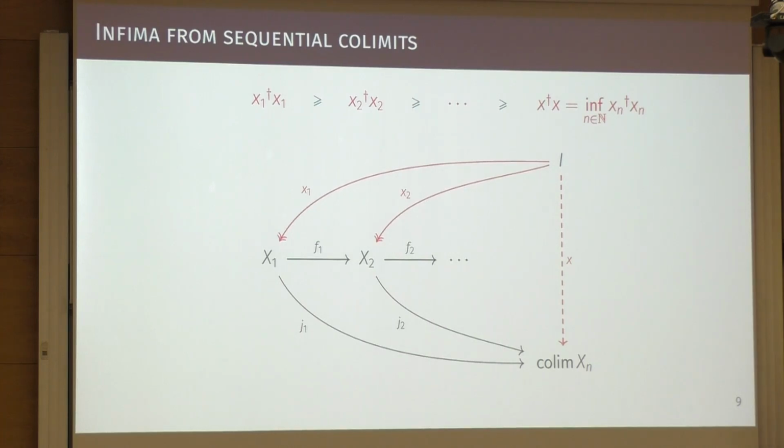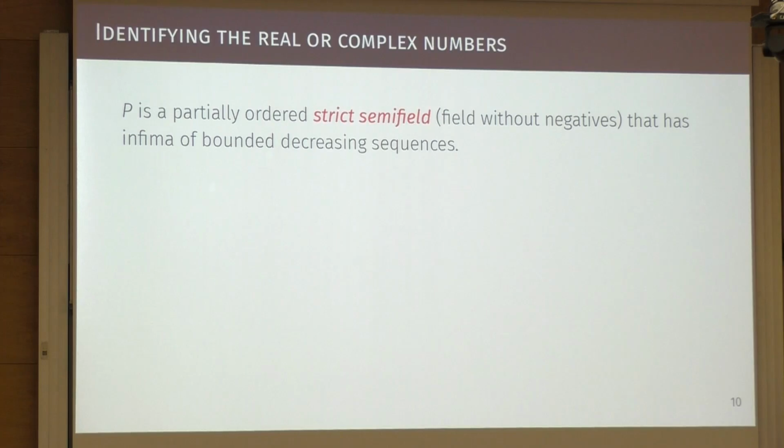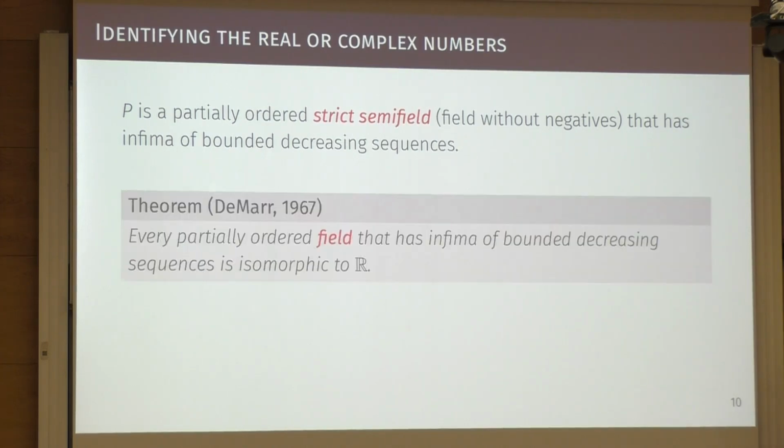Okay, so now we've done that, we know that P is a partially ordered strict semifield that has infima of bounded decreasing sequences. So from that, somehow we want to deduce that actually the field of scalars is either R or C. So there's this theorem by Demar that says that every partially ordered field that has infima of bounded decreasing sequences is isomorphic to R. And so this is a variant on various classic results about partially ordered fields.